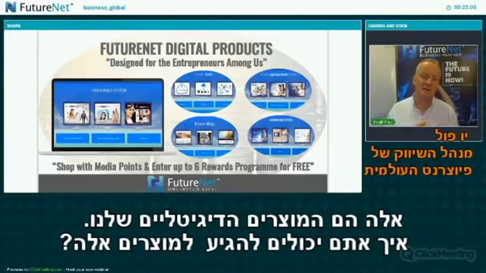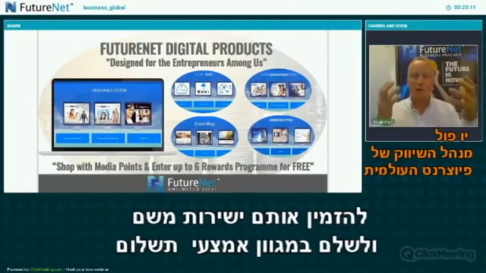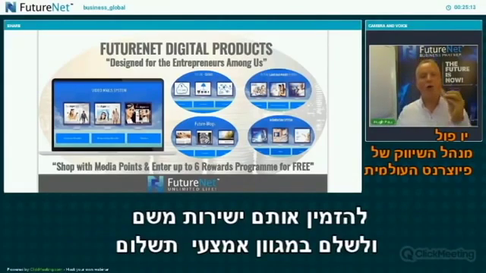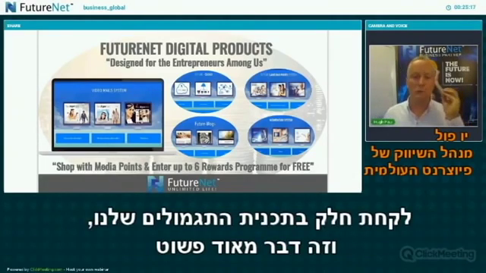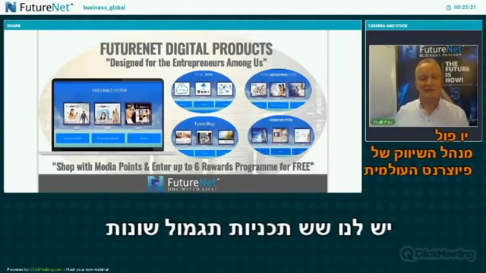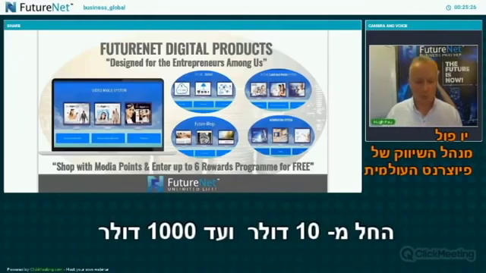How do you get your hands on these digital products? There are two ways. You can go to our website on our platform and just order them direct. You can pay by credit card or however you'd like to acquire them. Or you could do something very, very clever. You could get involved with our rewards program, and that's very simple. We have 6 rewards programs starting with $10 right up to $1,000 reward program.